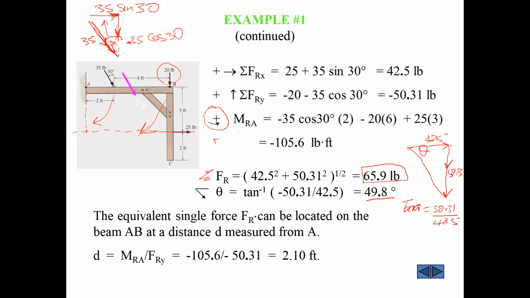It says the equivalent single force can be located at, so we need to find out where it is located from A now, along the beam AB, at some distance D. Now, we already know that moment is force times distance. So let me explain clearly what this line up top is saying. We know the resulting moment, which we just found, which is minus 105.6. So it's going to be some distance times some force.